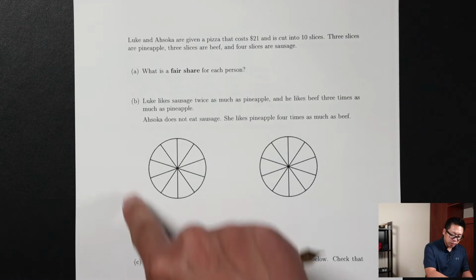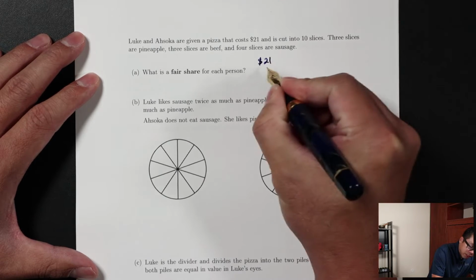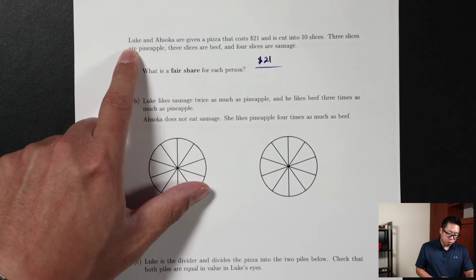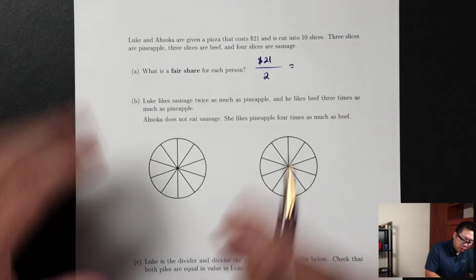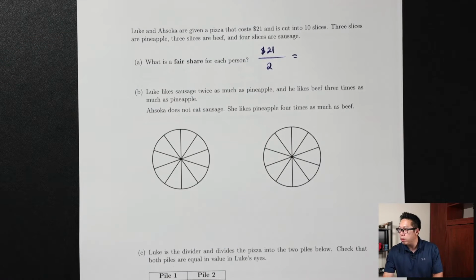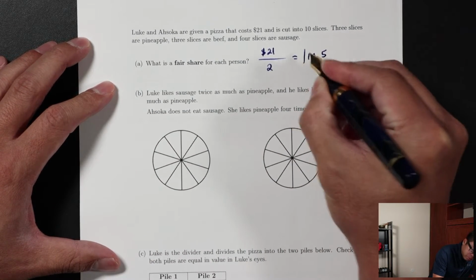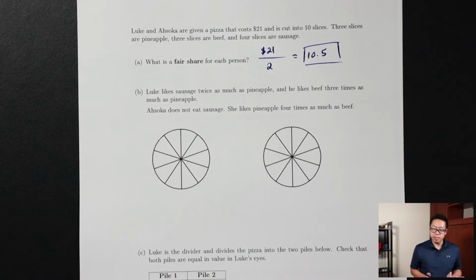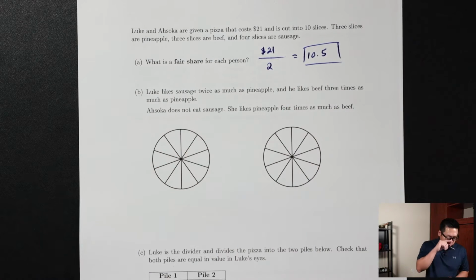So we'll take the value of the entire pizza, which is $21, and divide by however many people we're sharing this pizza among. So how many people? Luke, Ahsoka, 2 people. Divide by 2. 21 divided by 2 is 10.5. Okay, you can think of that as 10.50, so that's $10.50. Each person deserves $10.50 worth of pizza. Part B.